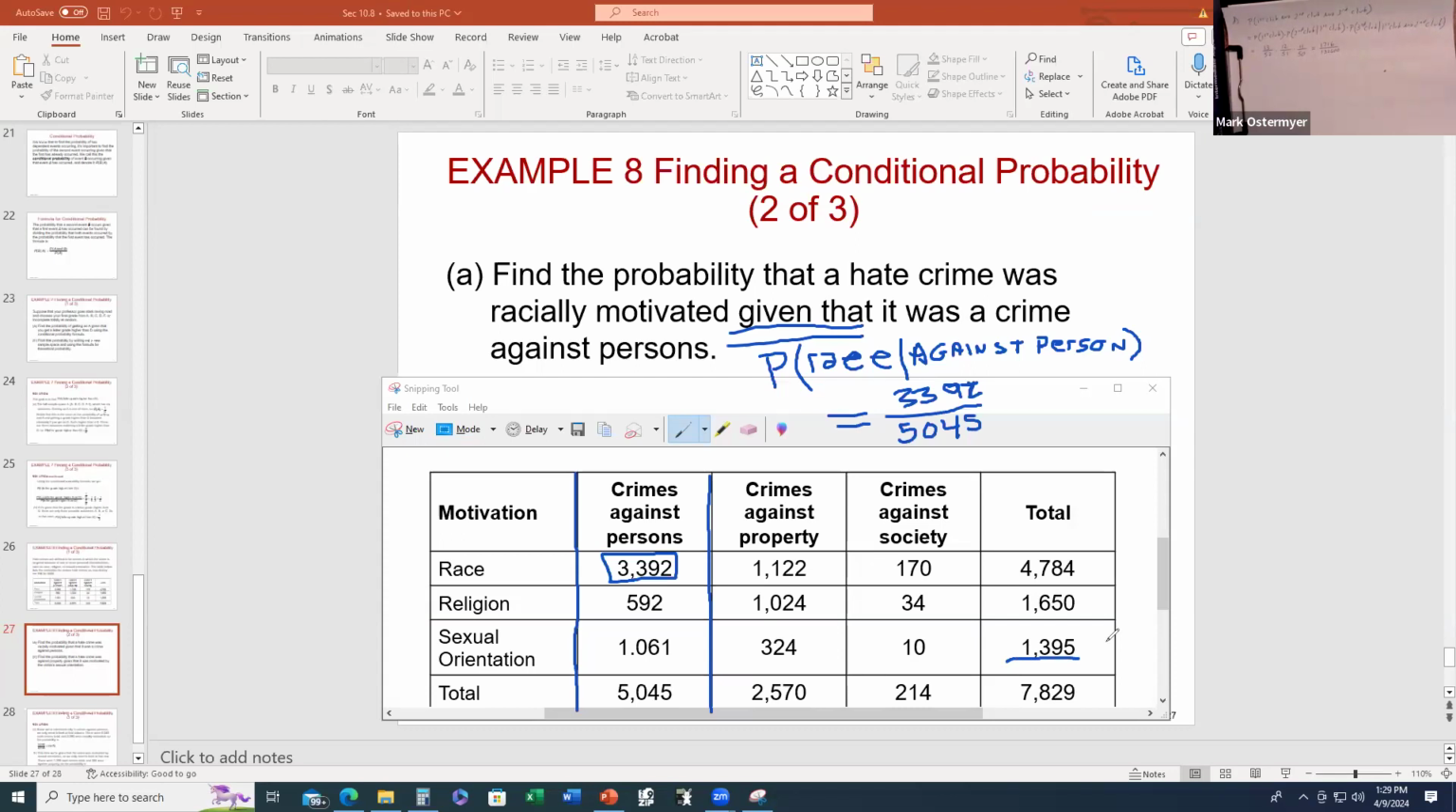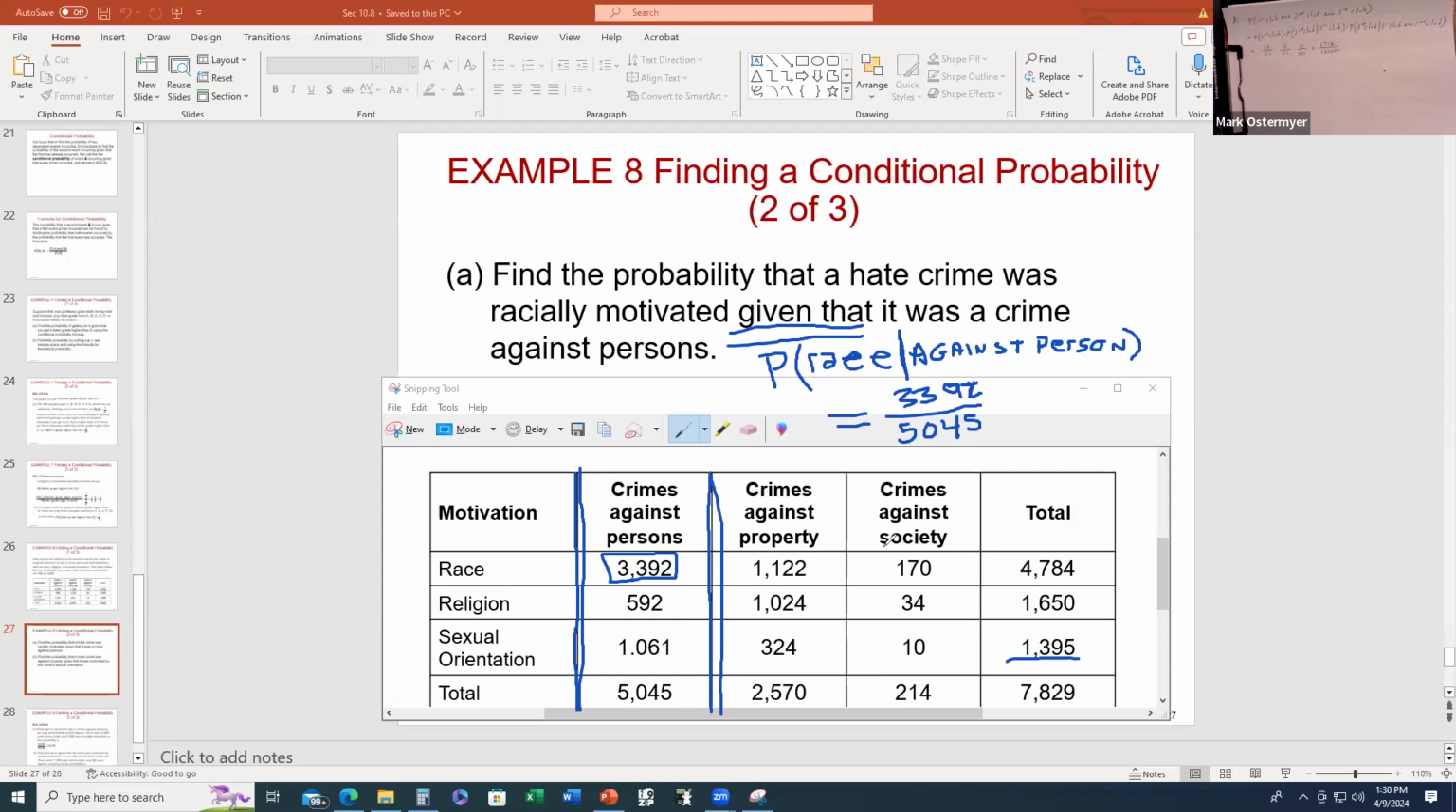All right, here's another question. Wait, why didn't you do that on the first one then? Because the other one was race against person, but you used the total on the crimes against persons. Because against persons comes after the vertical bar here in my conditional probability. That means we read this as, given that the crime was against a person, that locks us into the first column. You see that? Then what is the probability that it was racially motivated? That's 3392 over 5,045.